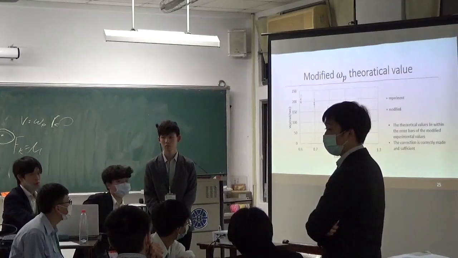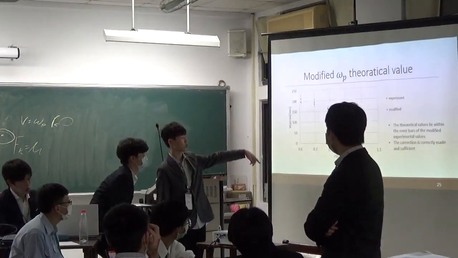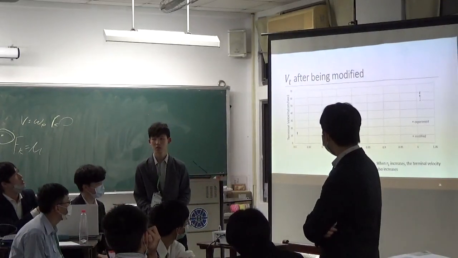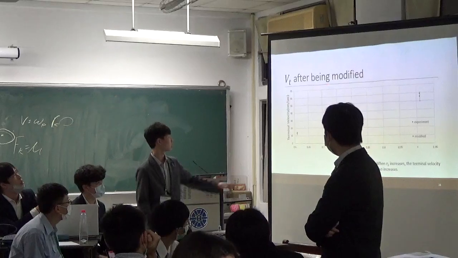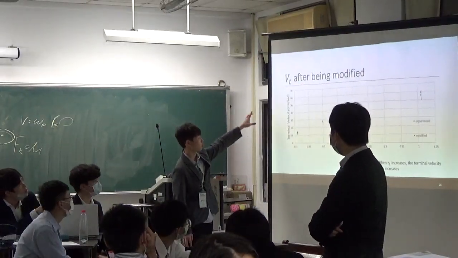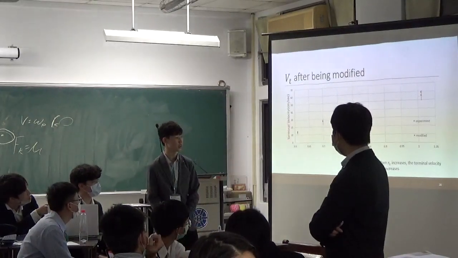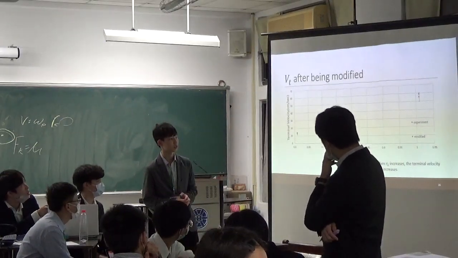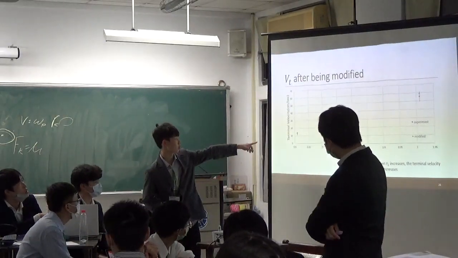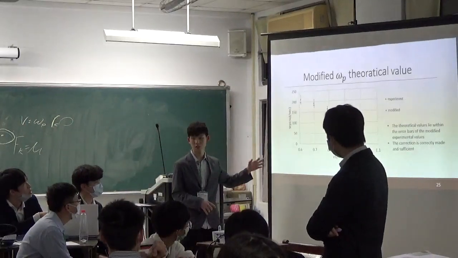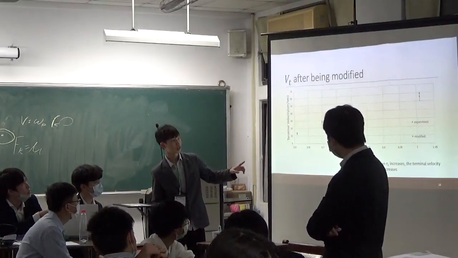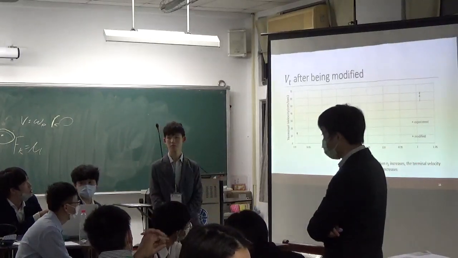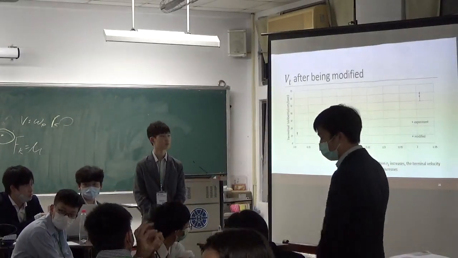Oh, so after the correction. Yeah, after the correction, it matches a lot. Can you say again? So the y-axis here is the terminal velocity, and the x-axis is the inner radius. And we can see that the experiment data and the data after the correction match a lot. Okay, thank you.